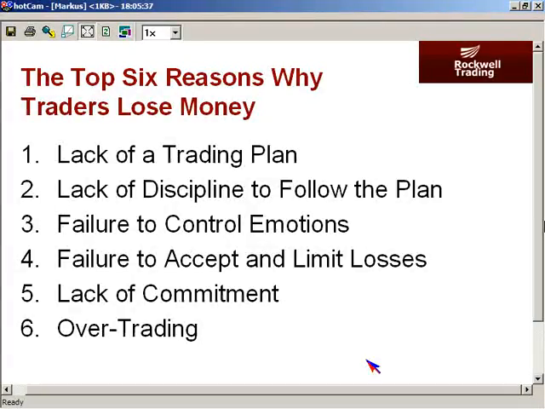Reason number 5 why traders are losing money is the lack of commitment. Trading is a business. Trading is a serious business. We are not talking about gambling here. If you want to succeed with trading, you have to invest the time and effort that is needed in order to succeed in the market.